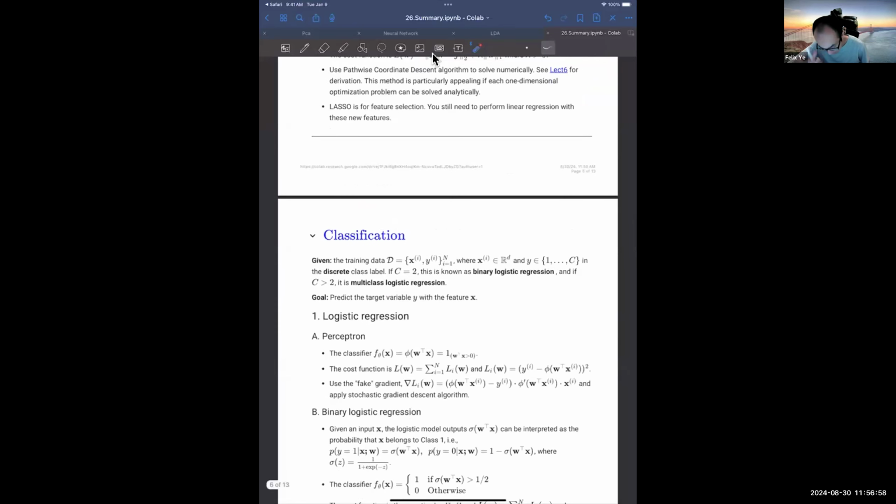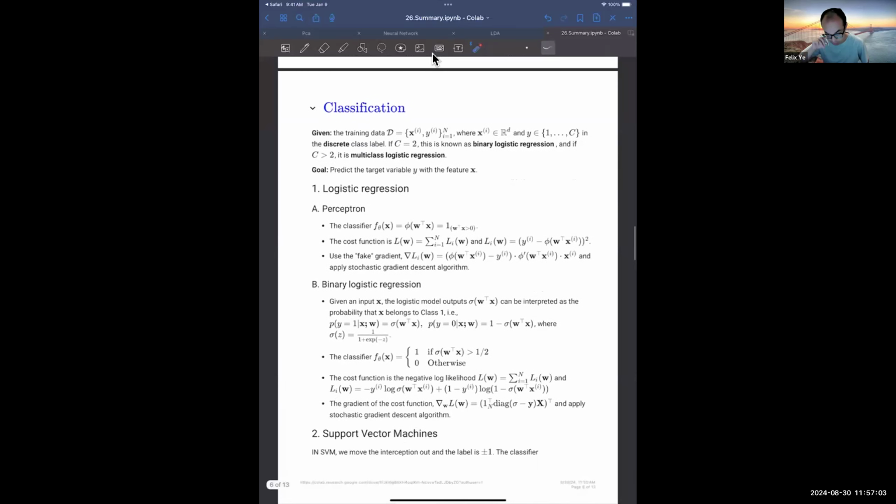Okay, so then it's classification. We spend a lot of time on classification. For classification, the difference here is that my y_i is from 1 to C, where C is the number of class labels. If C equals 2, this is binary classification. If C is bigger than 2, that is multi-class classification. Here it shouldn't be called logistic regression, it should be called classification.